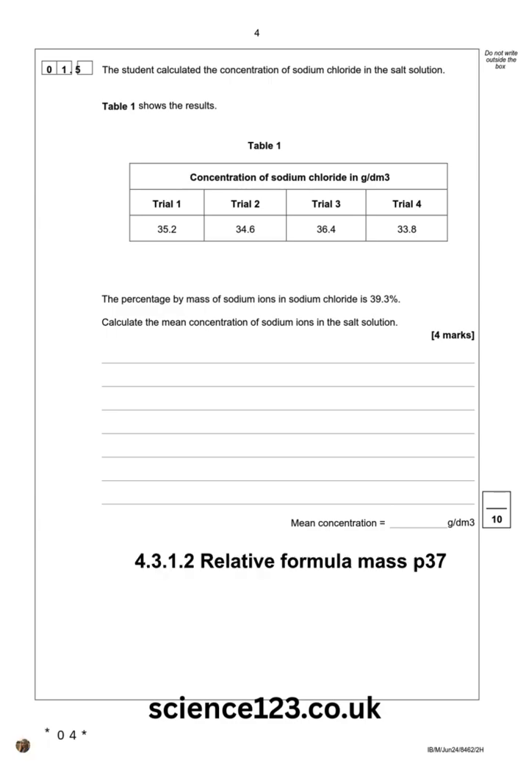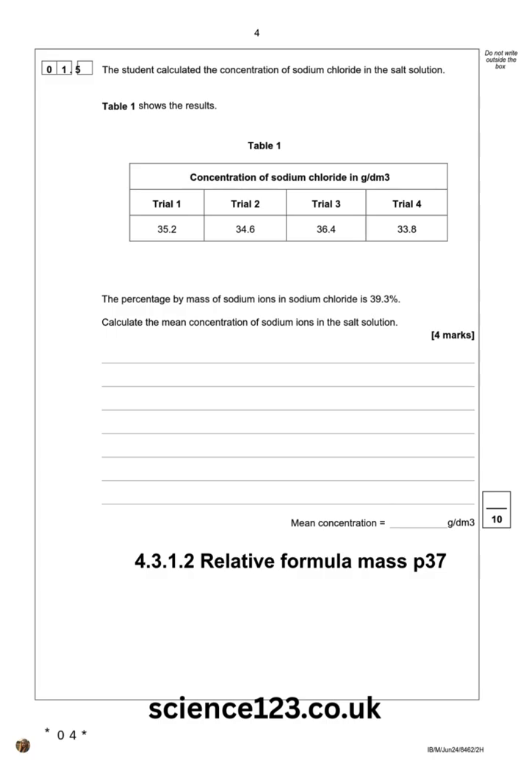So the information in the question refers to the percentage by mass of sodium ions in sodium chloride, and it gives a percentage. That is referred to in the specification on page 37 under the section relative formula mass, if you need to revise that. When it says percentage by mass of sodium ions, you do that in exactly the same way as if it said sodium atoms, because a sodium atom becomes an ion by losing just 1 electron, and that electron has negligible mass, so you can treat it as 0.